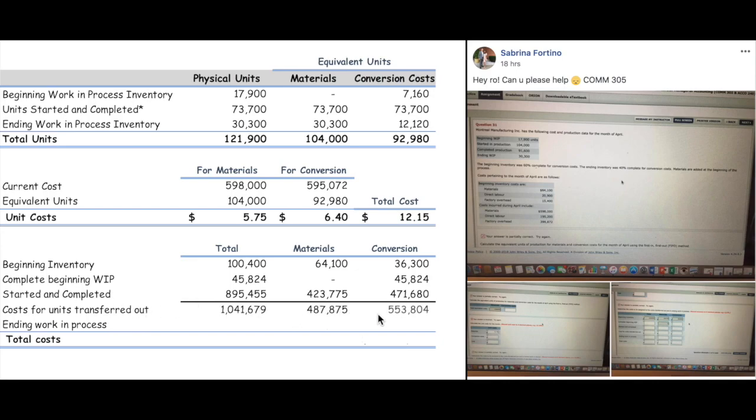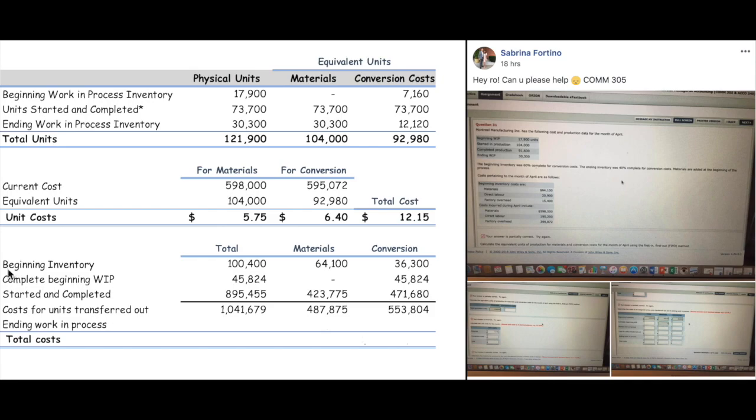Once we've done this, we can add up the costs going down to determine the cost of the units that are transferred out. And now finally, we want to value the ending work in process. So the logic is really the same. From required 1, you grab the equivalent units. From required 2, you grab the unit costs. You multiply them to assign costs.